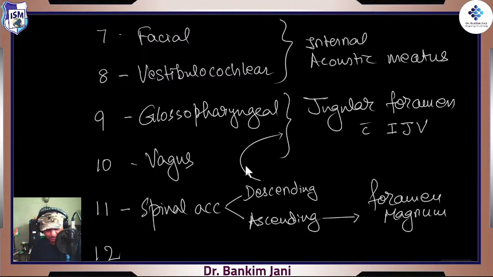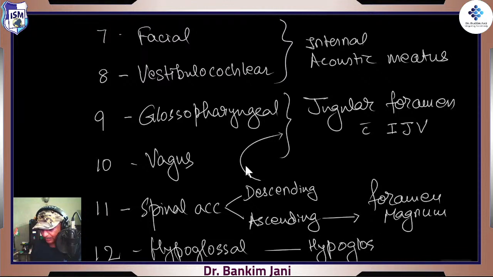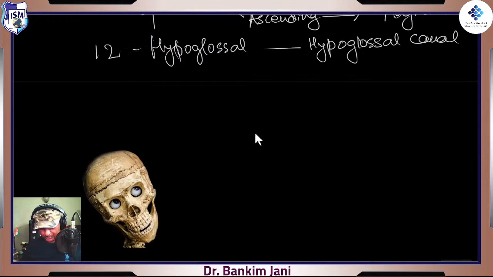And last is hypoglossal. For hypoglossal, there is a foramen, the hypoglossal canal, which was near the occipital condyles. Now, if you remember this much, you'll be super confident when we discuss these cranial nerves, because you have known almost the whole path. So that's how things go.